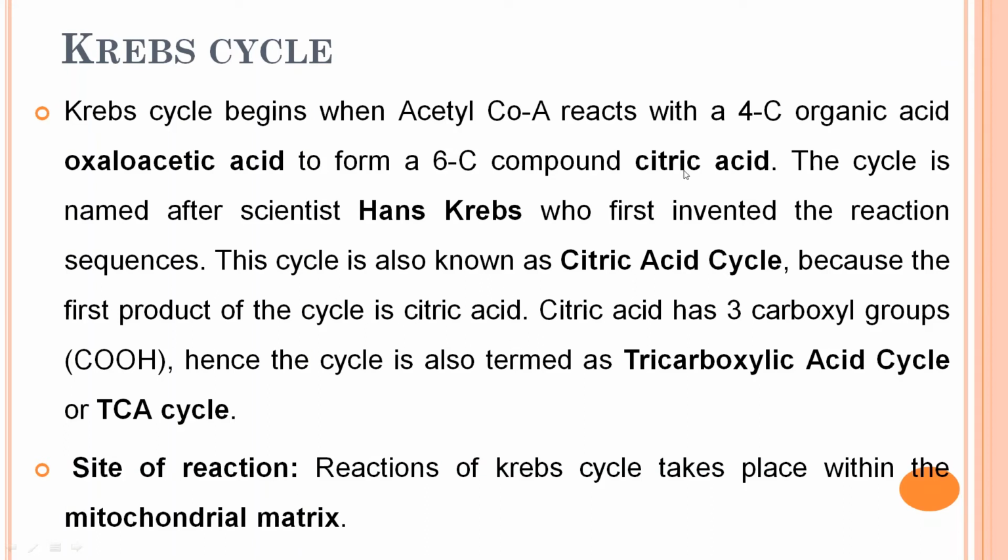See, the first product is citric acid, from acetyl CoA. It reacts with oxaloacetic acid to form citric acid. So as the first product is citric acid, the cycle is also called the citric acid cycle. And citric acid has 3 carboxylic groups, and hence the cycle is also termed the tricarboxylic acid cycle or TCA cycle. And where does this reaction take place? It takes place in the mitochondrial matrix.